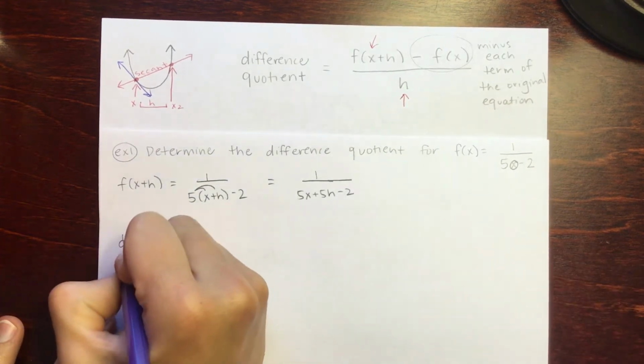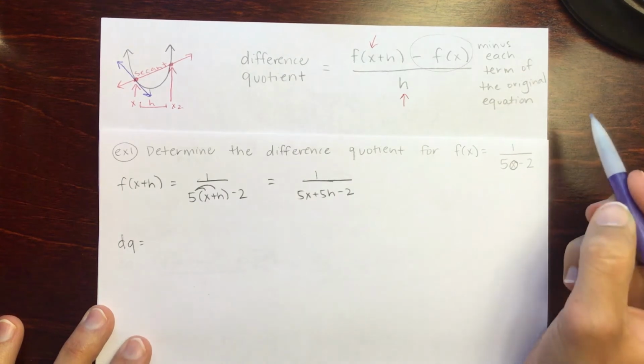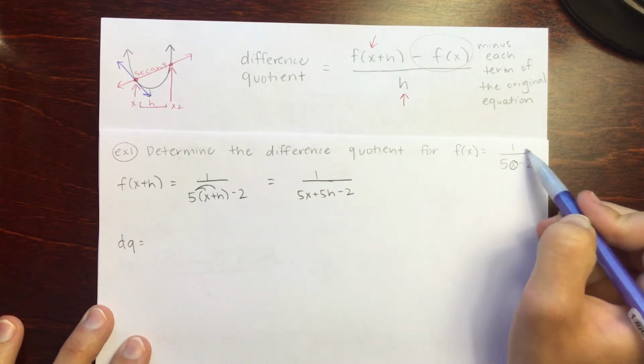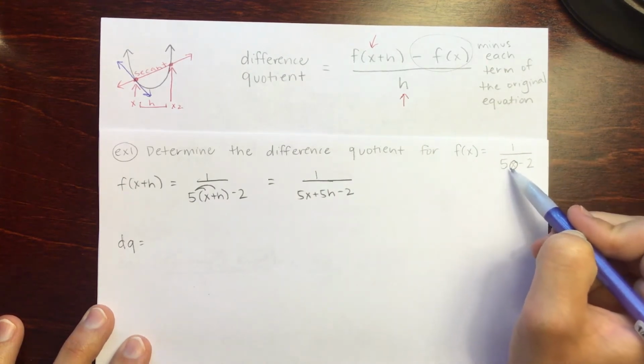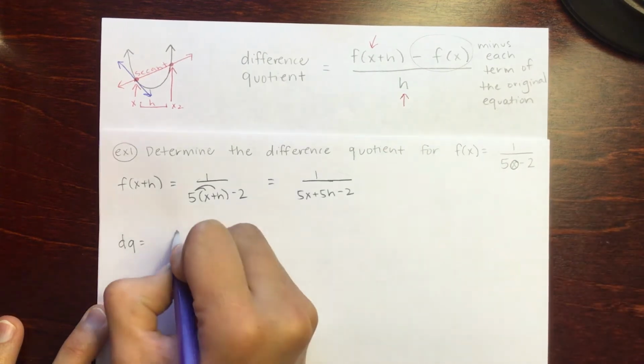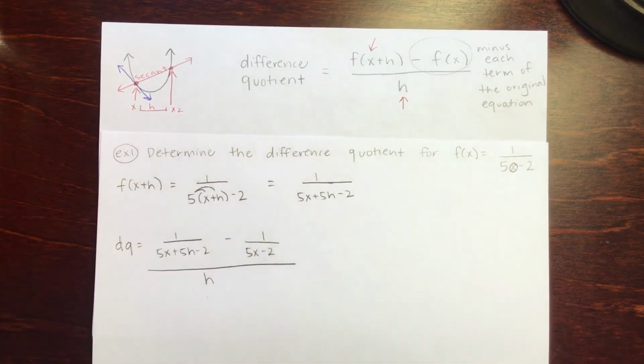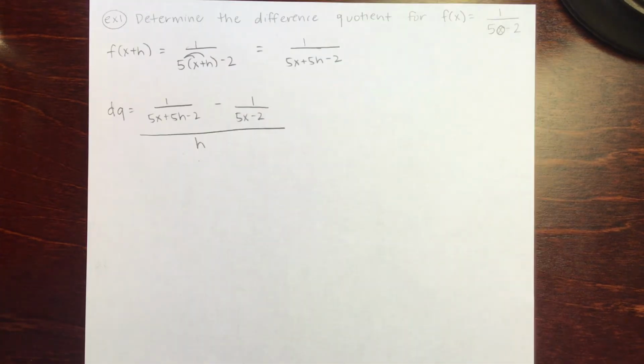Now for my difference quotient. Take this fraction minus each term of the original equation, but the original equation is just considered one term in itself because it's one fraction. The fraction bar holds it together. All over h.